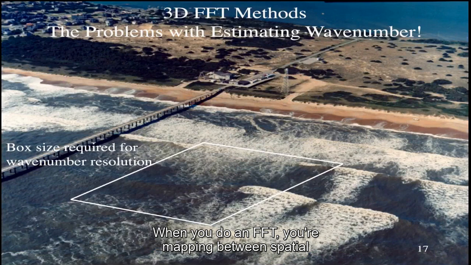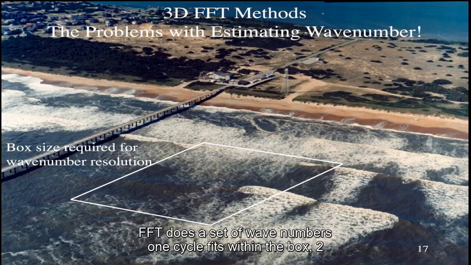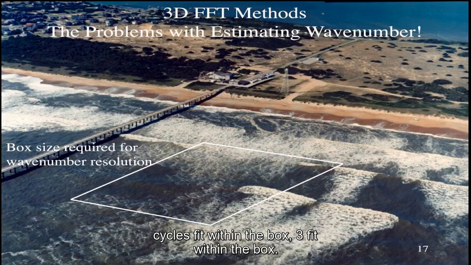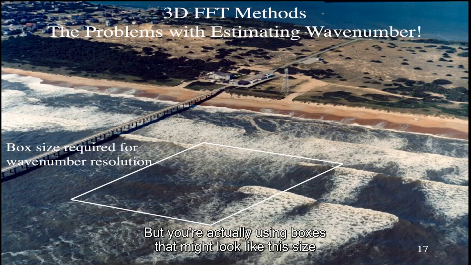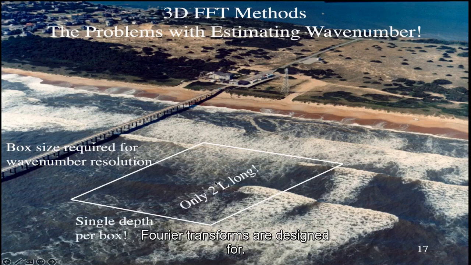When you do an FFT, you're mapping between spatial variations and wave numbers, cycles that fit into this analysis box. And a usual FFT does a set of wave numbers. One cycle fits within the box, two cycles fit within the box, three fit within the box. But you're actually using boxes that might look like this size, and that's only two wavelengths. So this is not what Fourier transforms are designed for.